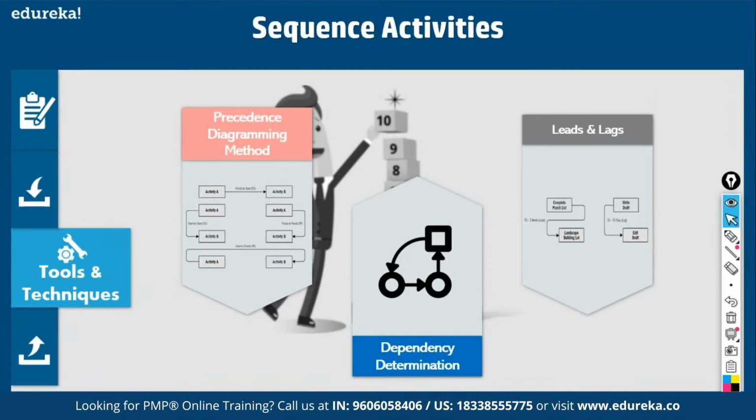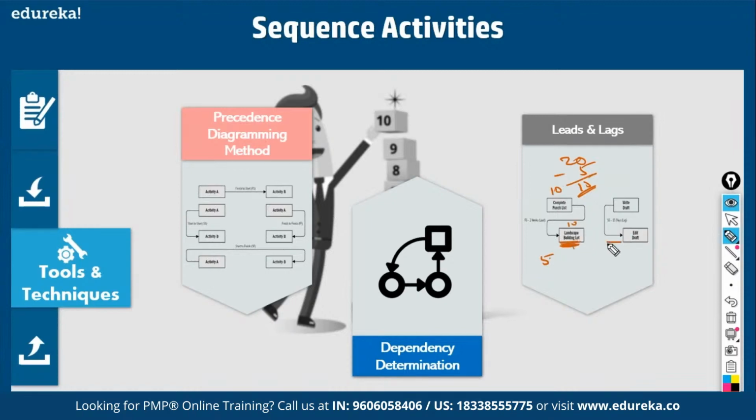Then leads and lags. See, this is a lead. What does it mean? Let's say this takes 10 days and this takes 10 days. It should normally be 10 plus 10, 20 days. But you are introducing a lead in the successor activity, let's say by 5 days. That will reduce the duration by 5 days. It becomes 15. So a lead has the effect of reducing the duration.